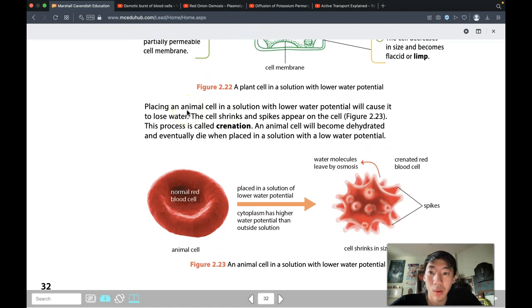Okay, an animal cell in a solution with lower water potential will lose water. The cell will shrink and spikes will appear on the cell. This process is called crenation. An animal cell will become dehydrated and eventually die when placed into a solution with low water potential. Okay, so animal cells are not as hardy as plant cells. Here we have an animal cell, let's say a red blood cell, and when you put it into a solution with low water potential, this will cause the water molecules to leave by osmosis through the cell membrane, and you will see these spikes. This is what I call a crenated cell.